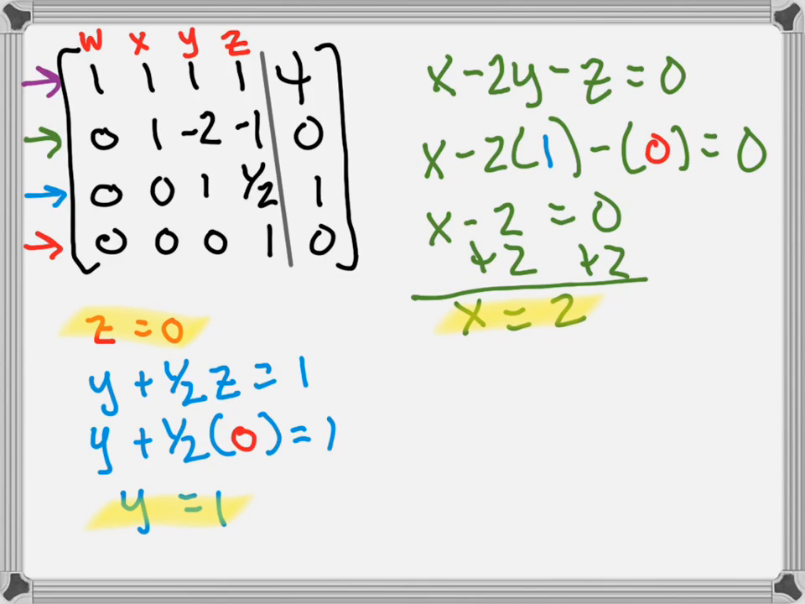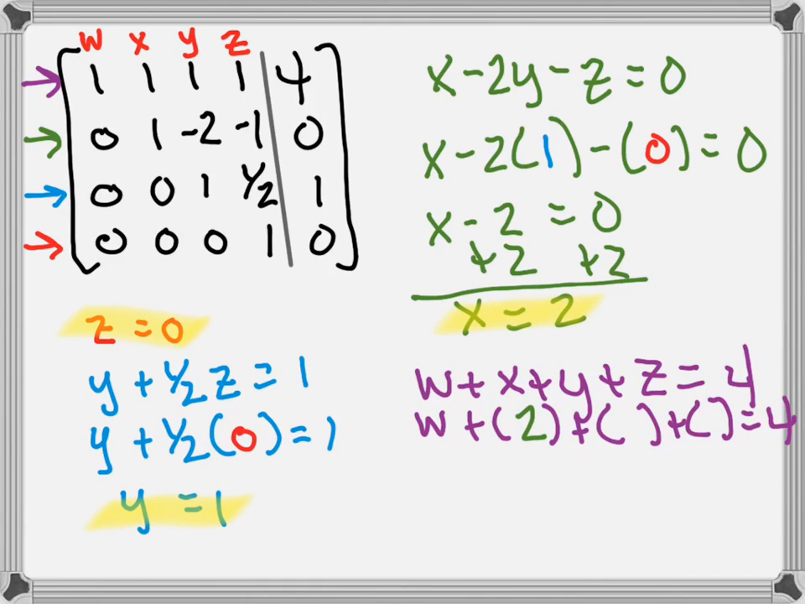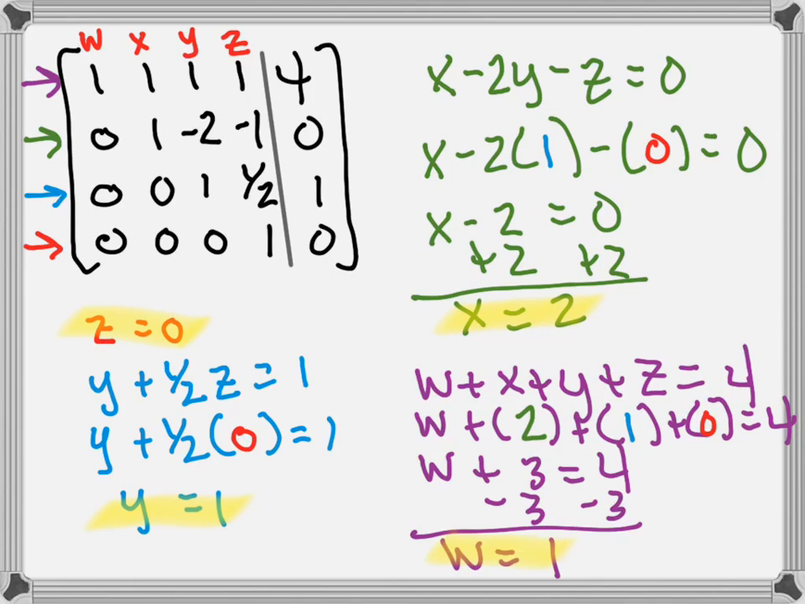And finally, our first row gives us the equation W plus X plus Y plus Z equals 4. We'll substitute in for X, Y, and Z. X is 2, Y is 1, Z is 0. So this becomes W plus 3 equals 4, or W equals 1. So we can write our solution as (1, 2, 1, 0). Or W equals 1, X equals 2, Y equals 1, Z equals 0.